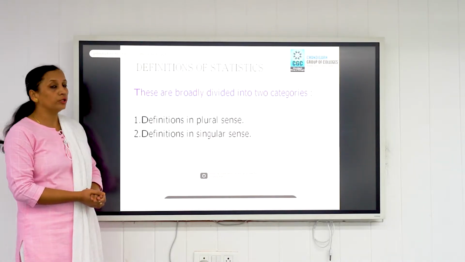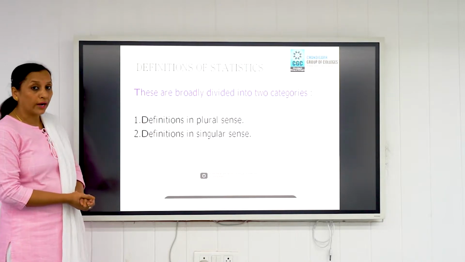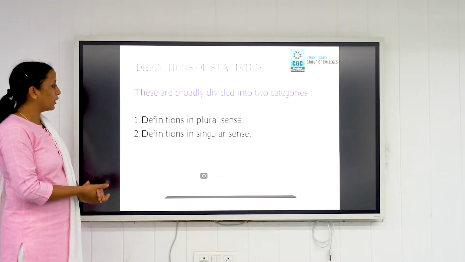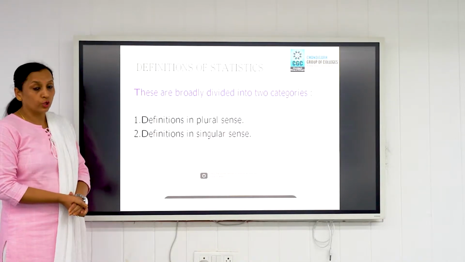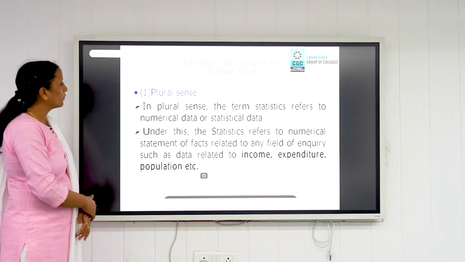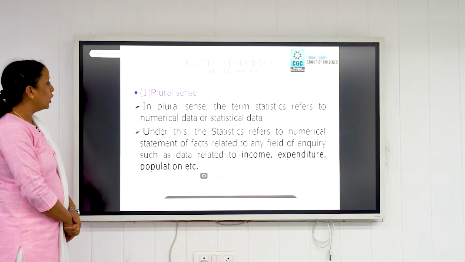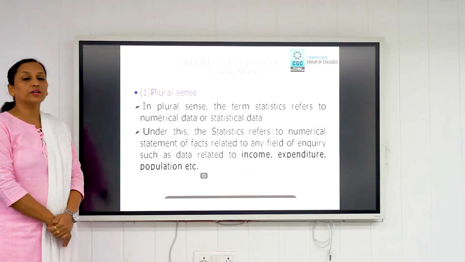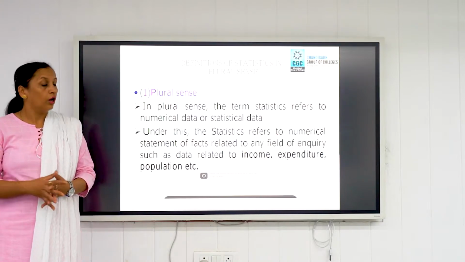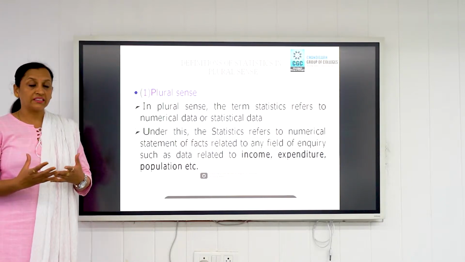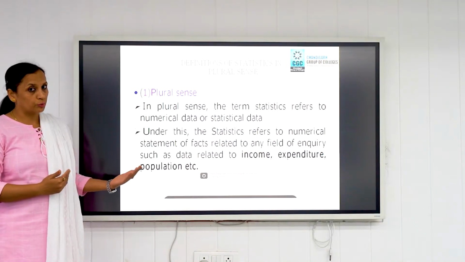So, the definition of statistics is broadly divided into two categories: one is the definition in the plural sense, and the other is the definition in the singular sense. Plural sense means statistics refers to numerical data or statistical data only. Plural sense is when we collect the data in numbers only.